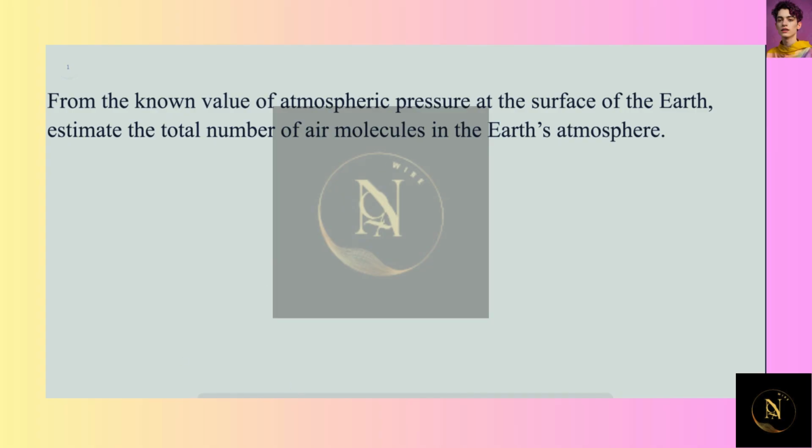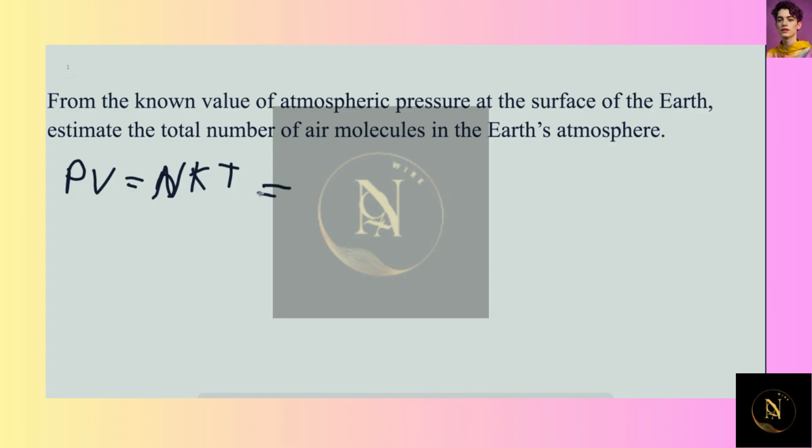Right. So for our estimation, we're going to start from the ideal gas law, but for the number of molecules as opposed to the number of moles. So we have PV equals NkT, where k is the Boltzmann constant, T is temperature, capital N is the number of molecules, P is pressure, and V is volume. And we're going to make the number of molecules the subject of this equation.